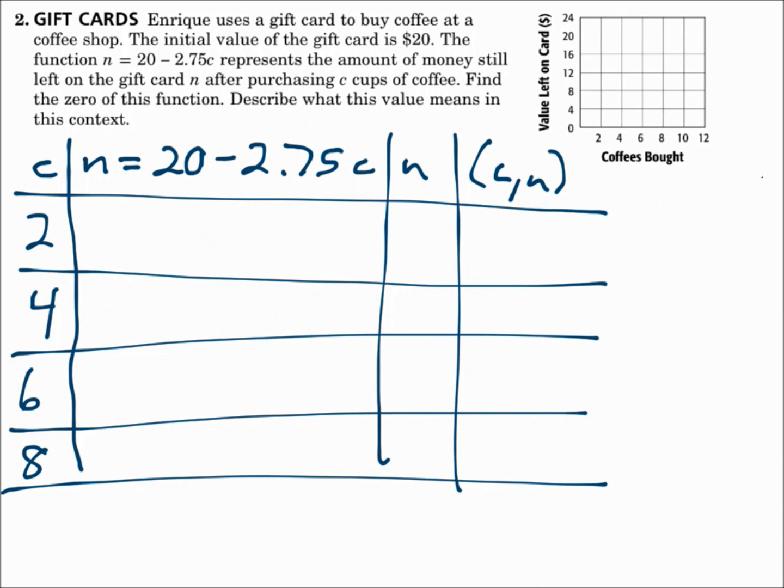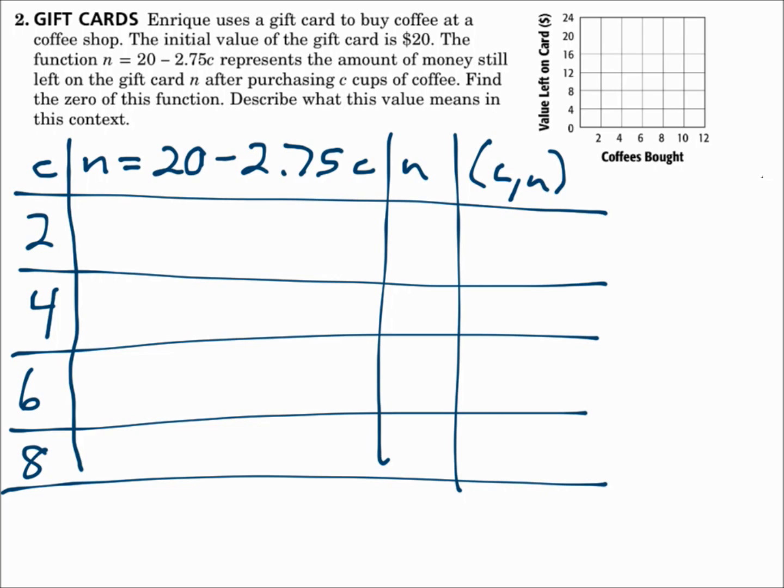Number 2. Enrique uses a gift card to buy coffee at a coffee shop. The initial value of the gift card is $20, and the function n equals 20 minus 2.75c represents the amount of money still left on the gift card n after purchasing c cups of coffee. Find the zero of this function and describe what it means in this context.